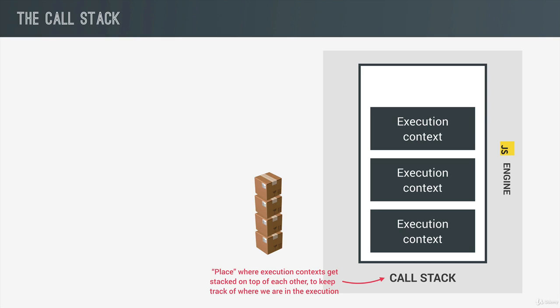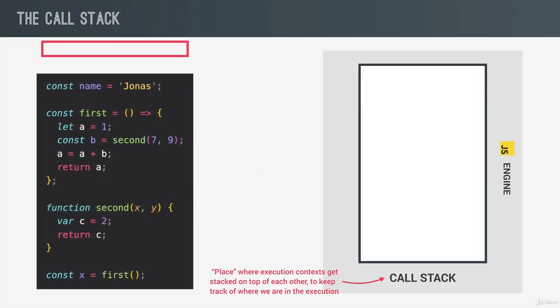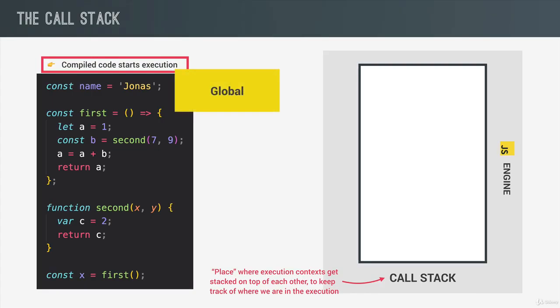Now, all this sounds a bit abstract, doesn't it? And so to demonstrate how the call stack works, let's walk through this code example together so that I can show you exactly what happens. So, once the code is compiled, top-level code will start execution. And then, as we learned in the beginning of the lecture, a global execution context will be created for the top-level code, right? So this is where all the code outside of any function will be executed.